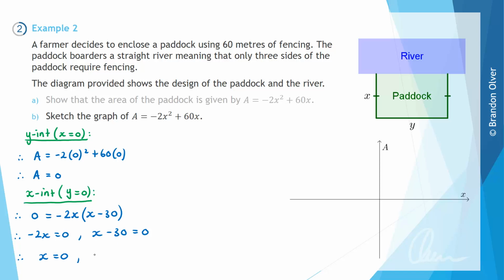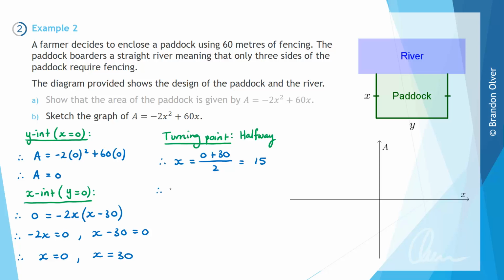When we add 30 to both sides, we get x equals positive 30 as the second x-intercept of the graph. Finally, we're going to find the turning point, and I'm going to use the fact that it occurs halfway between the x-intercepts of the graph. So the midpoint between 0 and 30 is found by doing 0 plus 30 over 2. So we know that x equals 15 gives the maximum or minimum turning point, but it is going to be a maximum turning point.